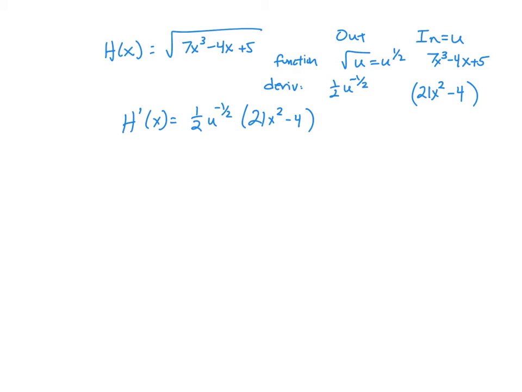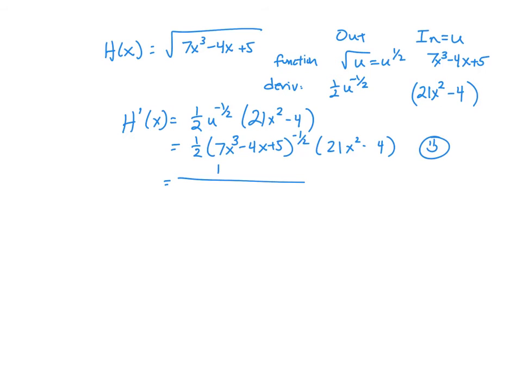If I don't, then I get a different answer. So this would be 1/2, and instead of u, (7x cubed minus 4x plus 5) to the negative 1/2 power times (21x squared minus 4). I'm totally happy with that answer. Also, algebraically, we could make it 1 over 2 times the square root of 7x cubed minus 4x plus 5, and for that to the negative 1/2 power. And then my numerator could be 21x squared minus 4. And that, I think, is as clean as I want to make it.